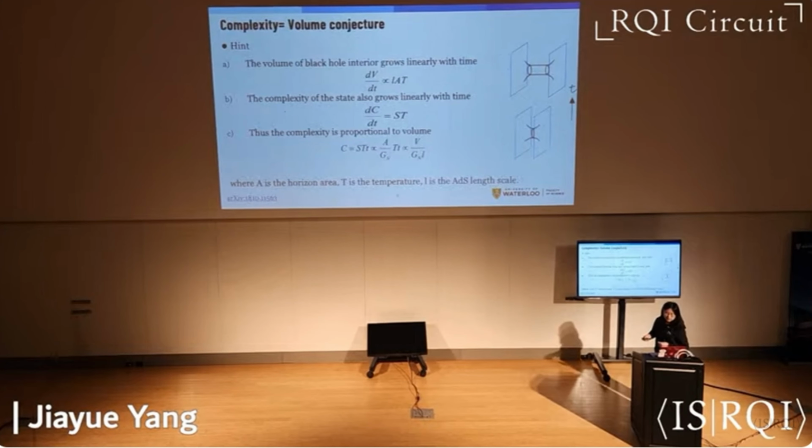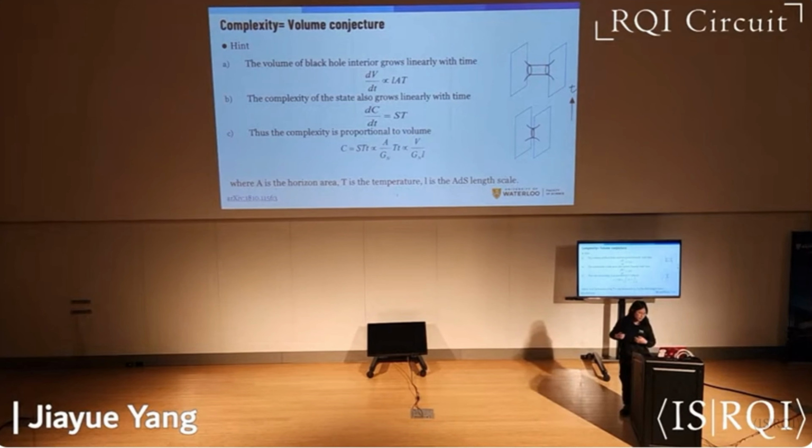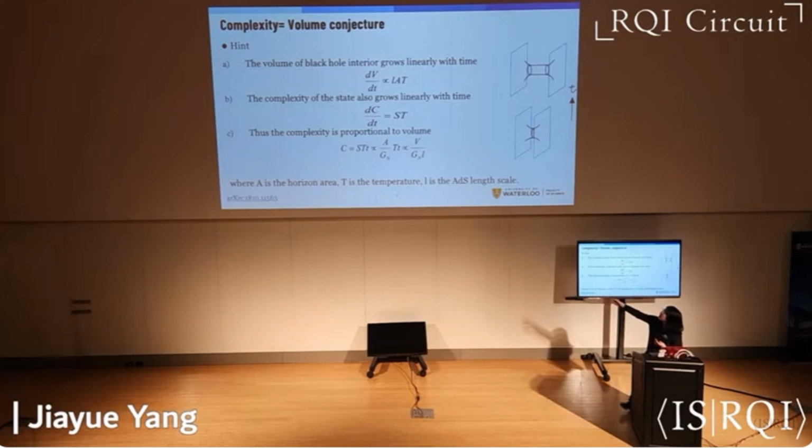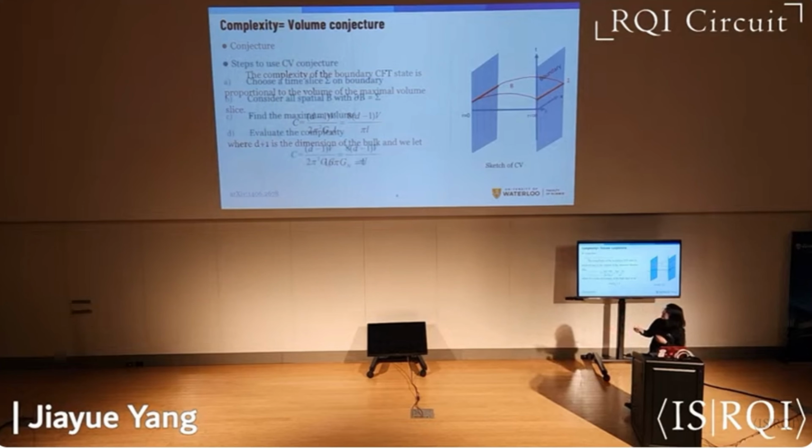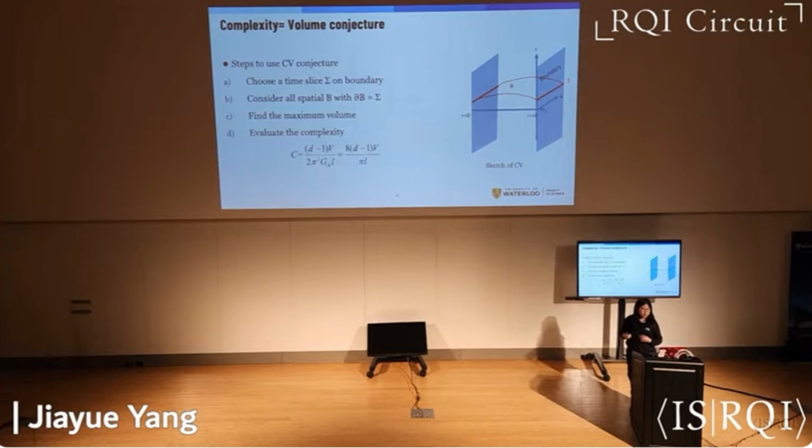This is our motivation for holographic complexity. The argument is that the volume of the black hole interior grows linearly with time, and the complexity of states also grows linearly with time. So the complexity is proportional to some volume, where G Newton times L is added to make the right-hand side dimensionless. The concrete statement is that the complexity of the boundary state is proportional to the volume of the maximal volume slice.